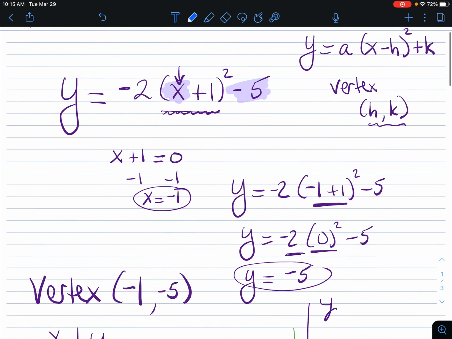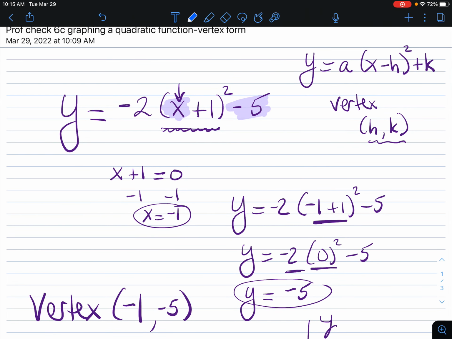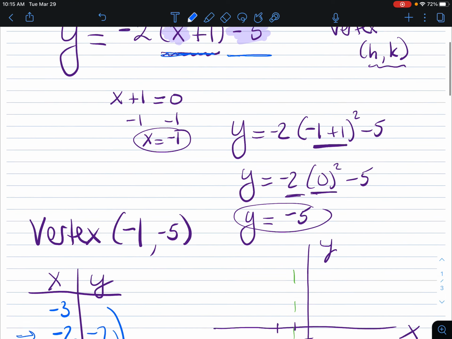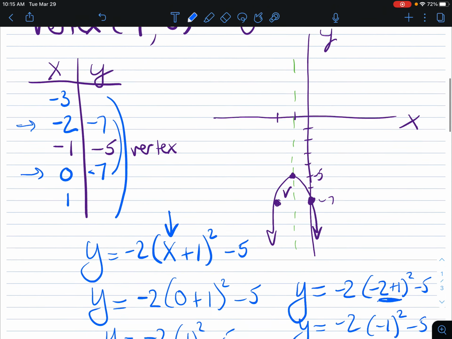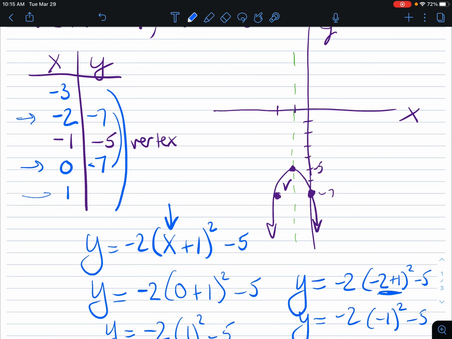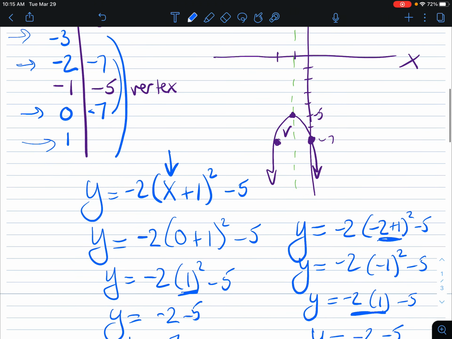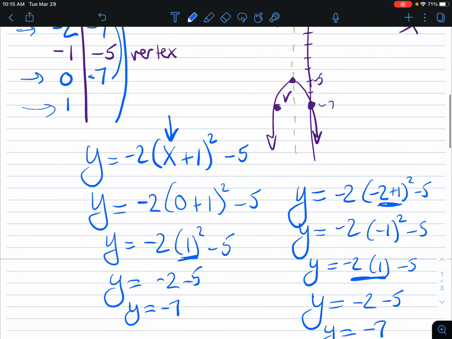Okay, so if we're given vertex form, we can pretty easily see what that vertex is going to be. And then we just build out a table to get additional points. And you could keep going. You could build out more points if you wanted to. But 3 points for what we're doing now is sufficient.